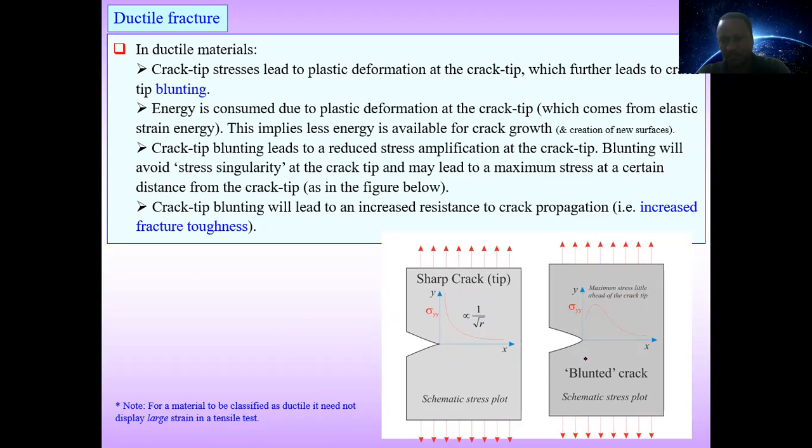This is the blunt tip. So it is not here, it is just somewhere here. This is the point where the maximum stress is, which is just ahead of the crack. So the crack is here and the maximum occurs here. And the graph shows the blunted crack. So this is a schematic stress plot for blunted cracks and for sharp cracks.